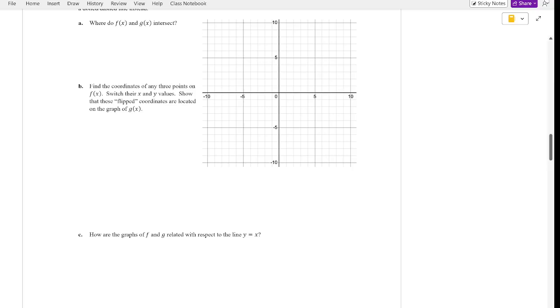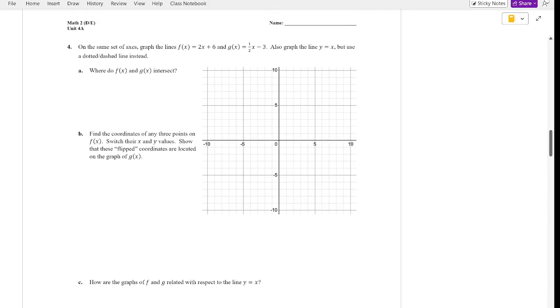Okay, let's take a look at number 4 on the 4A handout. This is a little different from the other problems that we've been doing. We've been doing square root problems. This one's just graphing a couple of lines, and it gets at a new concept because these lines are related to each other, and we'll talk about how in a minute. So the first one here, graph this line.